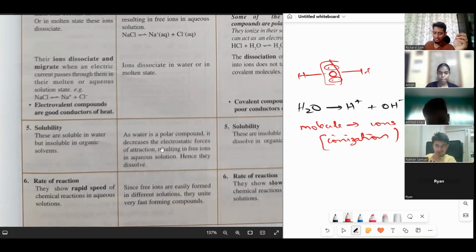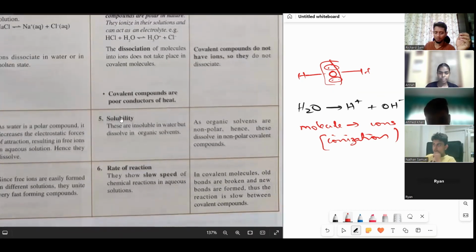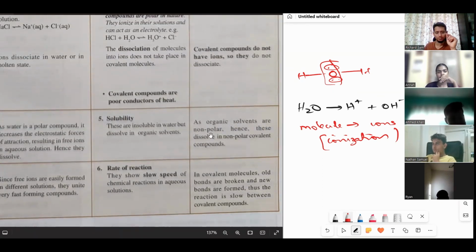Okay, how is it for the covalent? As organic solvents are non-polar. Organic solvents are non-polar, just remember that. Hence, these dissolve in non-polar covalent compounds. As organic solvents are non-polar, hence these dissolve in non-polar covalent compounds.